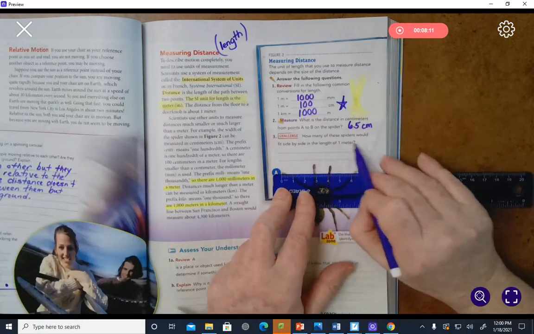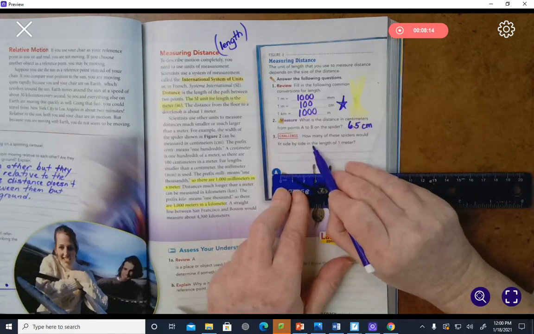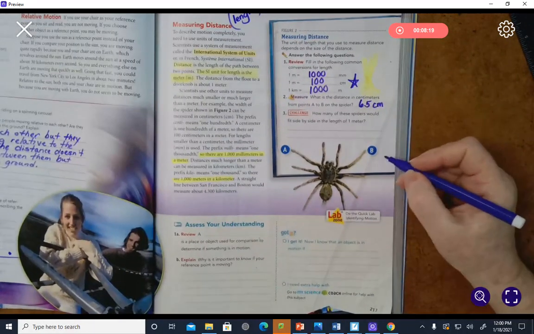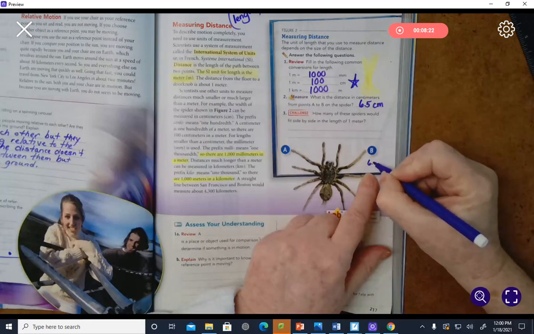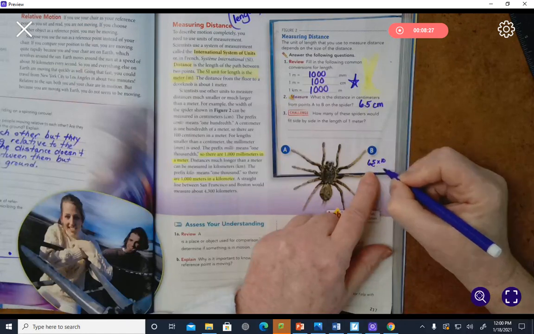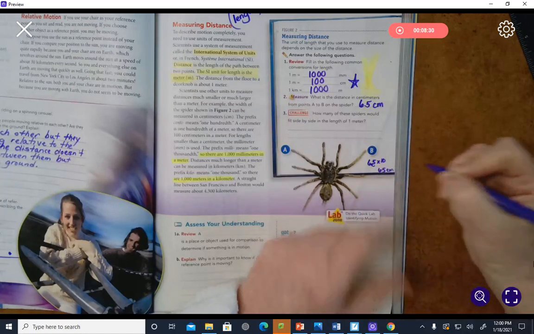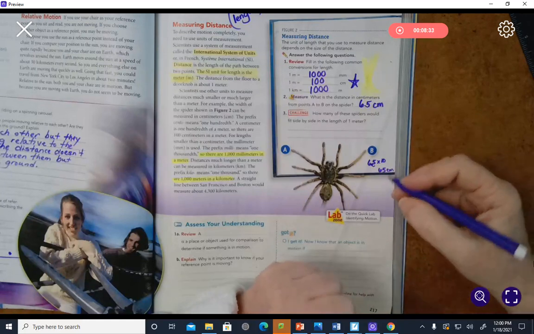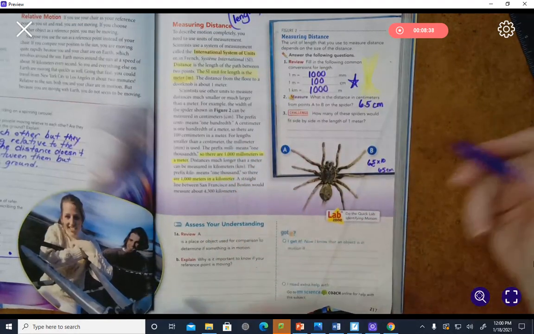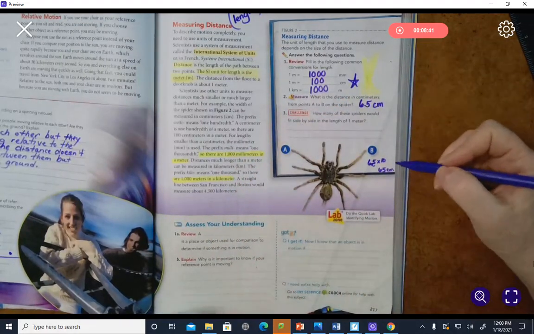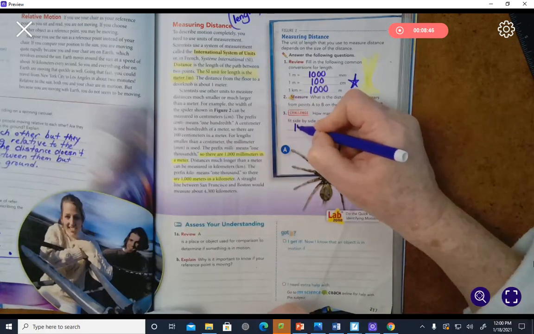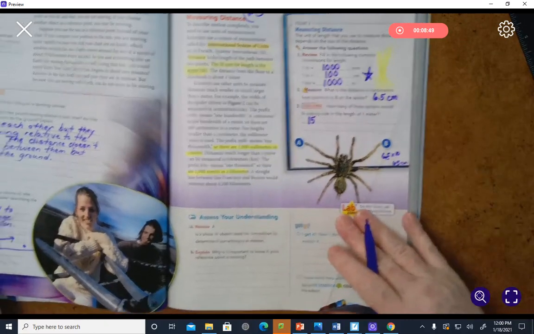How many of these spiders would fit side by side in the length of 1 meter? Well, I'm just going to kind of start thinking of some things here. Hopefully that you're in math. 6.5, if we had 10 of those, you would just have to move the decimal, so that would be 65 centimeters. So it's going to be more than 10. And if I did 20, that would be double that, and that would be over. So I'm going to guess maybe about, let's see, that's about 40. So let's go about 15 of these. And I'm just taking a guess. I didn't finish the math.